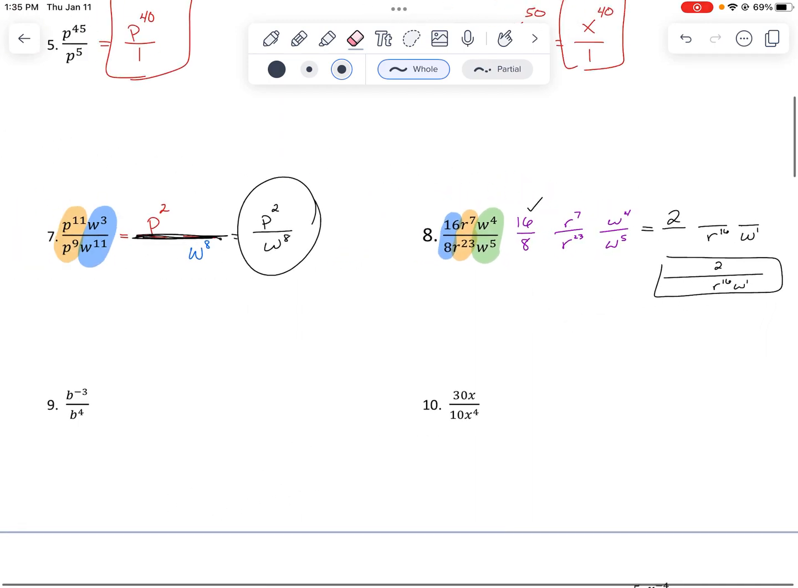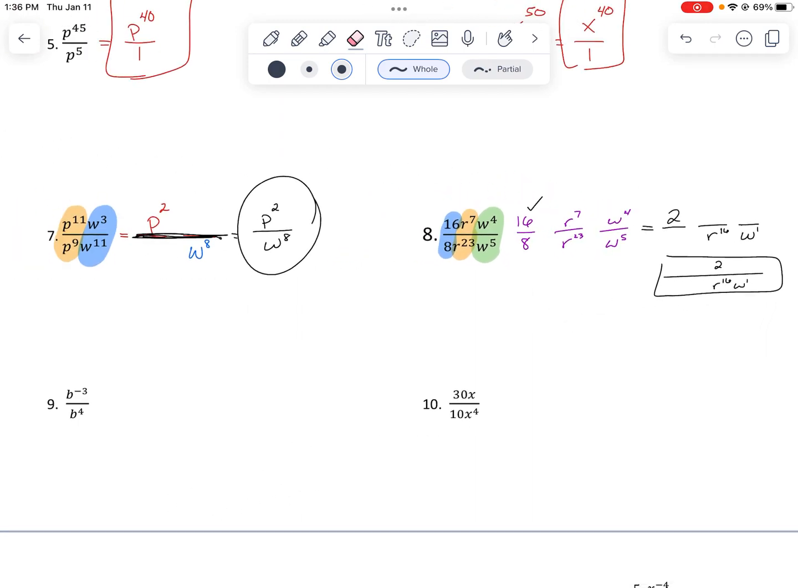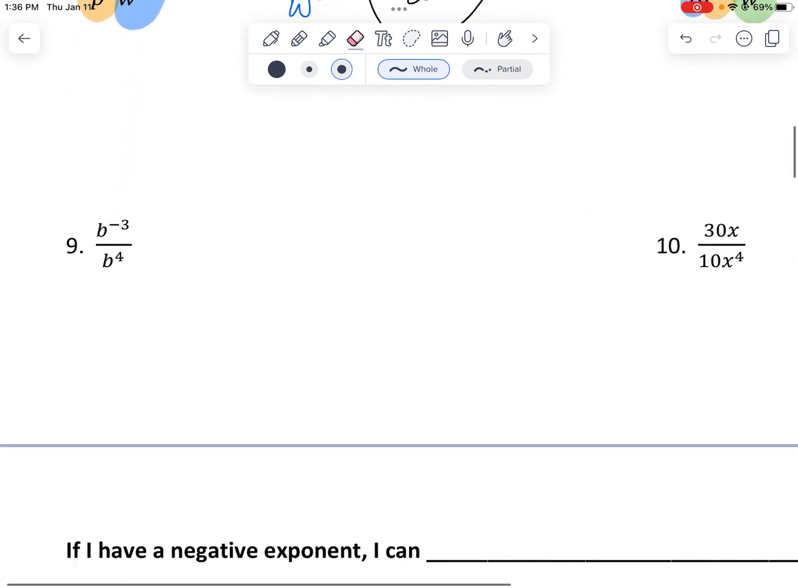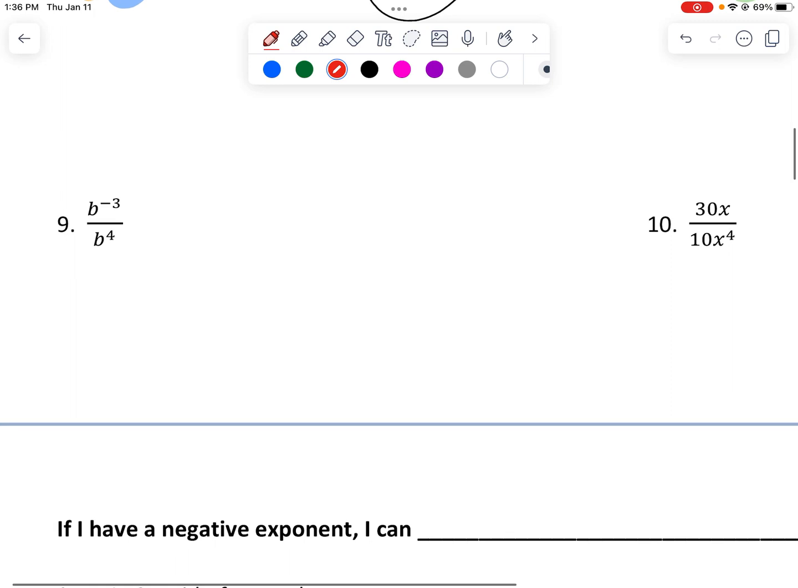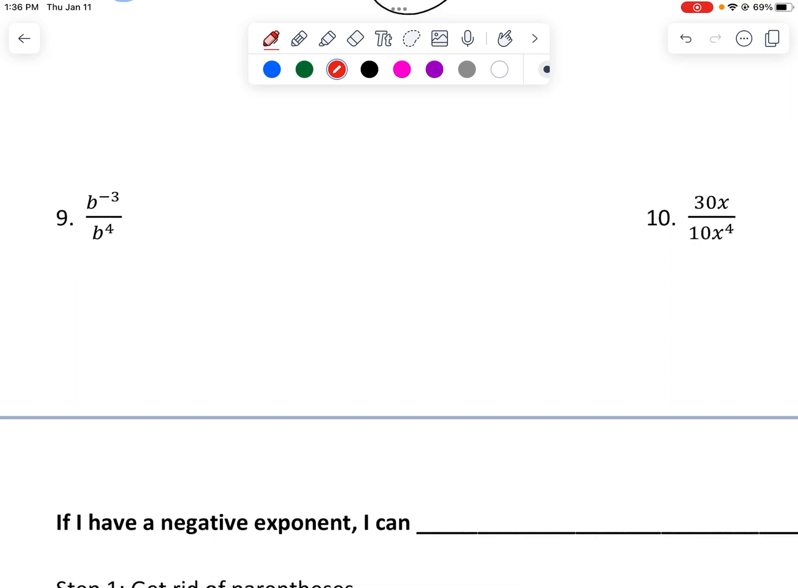Okay, I'm going to ask you to pause the video, try 9 and 10 on your own, and then unpause the video and check your work. All right, hopefully you've paused the video, tried these already.